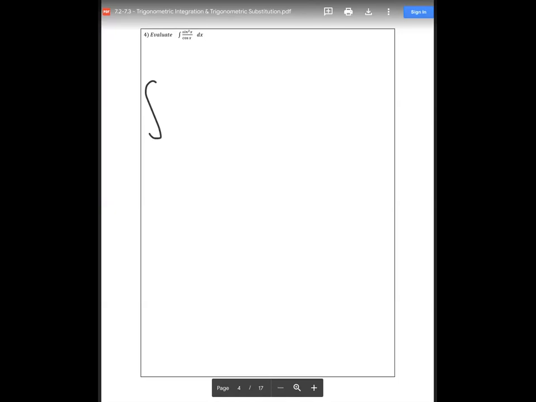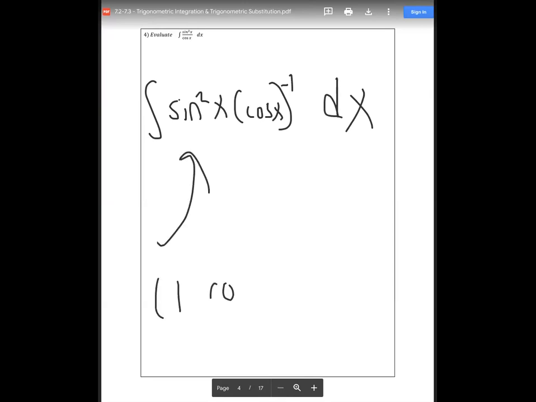So this can be rewritten as sine squared of x times cosine of x to the -1 dx, because remember that when it's on the bottom, it's really to the -1. And then at this point, now you can use the rules that are given. For this particular problem, I actually didn't follow the rules that were there, because I noticed that it's just easier to convert sine squared of x to 1 minus cosine squared of x. But once you plug that in and convert, it's actually really easy to solve. So that's how I would do that problem.